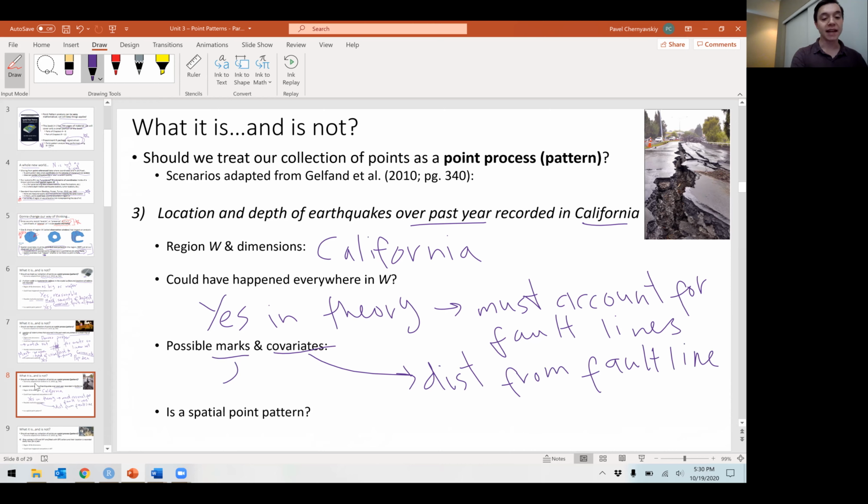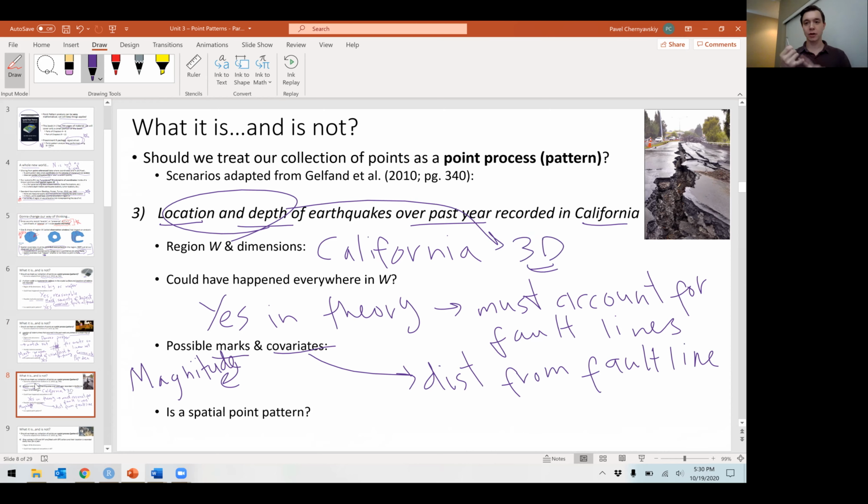A possible mark might be the magnitude of the earthquake. And also location and depth. I have 3 dimensions here, right? Because I have the latitude and the longitude and how deep was the earthquake. So if I really have these data, I better make sure to use methods for 3-dimensional point pattern analysis.